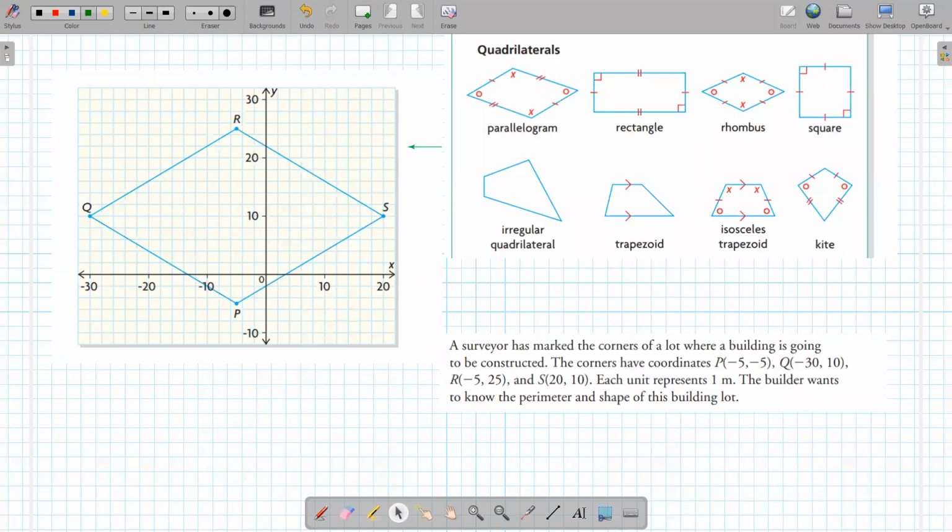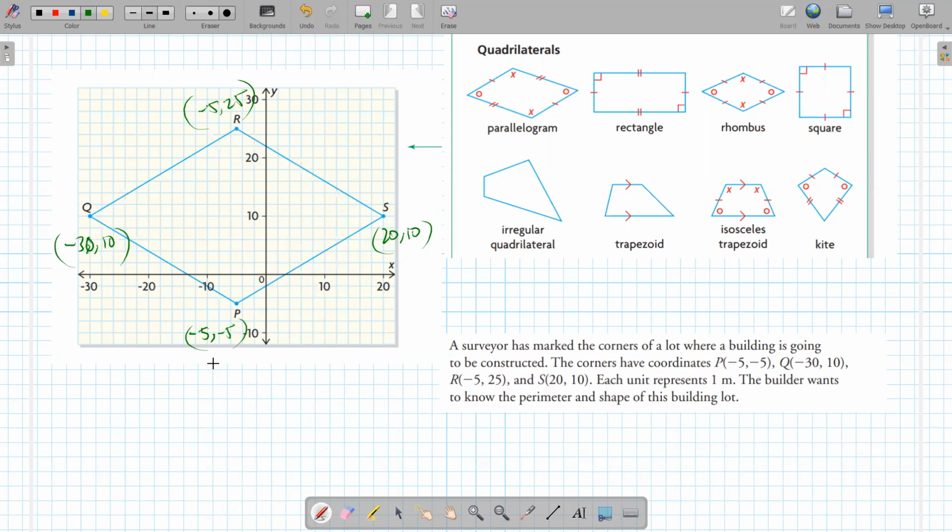Alrighty, so P is -5, -5. Q is -30, 10. S is 20, 10. Now this is gonna be a long question. This is -5 and 25. Step one, we wanna kill off square and rectangle. In order to do that, you just have to show that one of the angles is not 90 degrees.